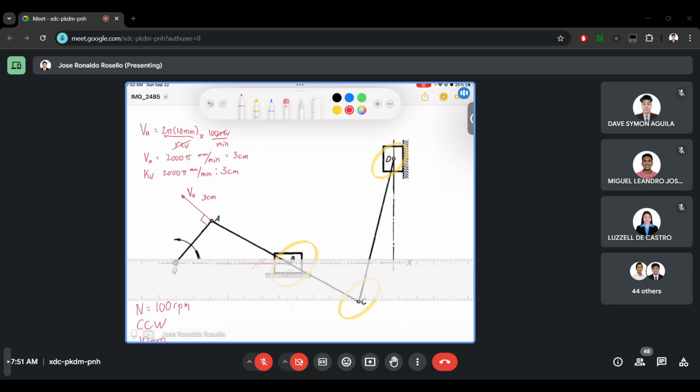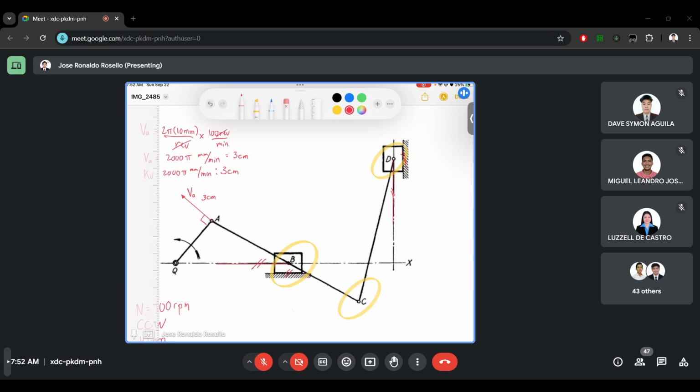Then the velocity at D should be parallel to the ground also because it is also on a slider. And we can imagine that velocity D is going downwards, because if we imagine that the motion of the slider is going to the left, it will be pulling the other slider going down. So we're just imagining right now.